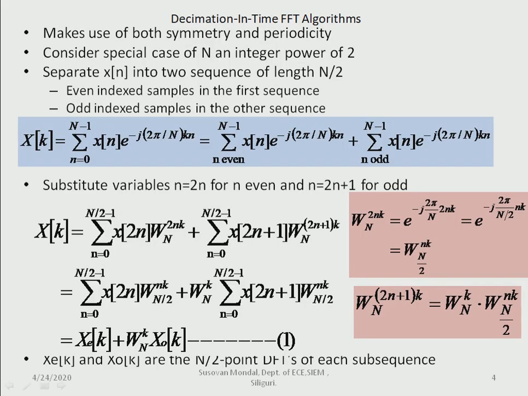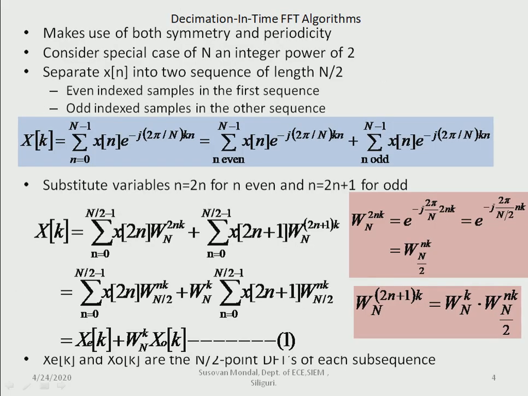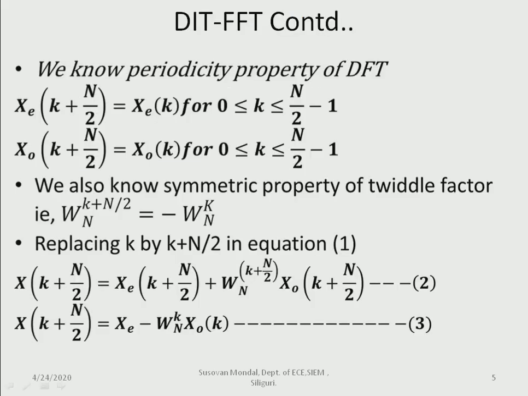This is equation number 1, where X of k is equal to X even of k plus W_N^k times X odd of k. Now here the value of k is basically 0 to N by 2 minus 1. In this case, we are keeping the value of k from 0 to N by 2 minus 1, but if I put k equal to 0, it starts from N by 2. Okay, it is very interesting.